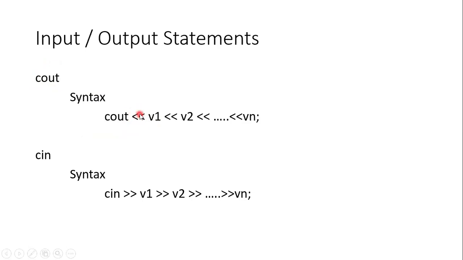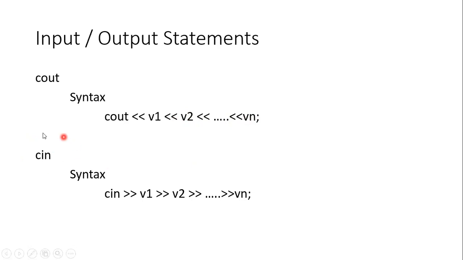That is operator overloading, which we will see later. Here it is an insertion operator. cout variable 1, operator, variable 2, operator, variable 3, and so on up to variable n. For example, cout A, then again B, then D, like that.